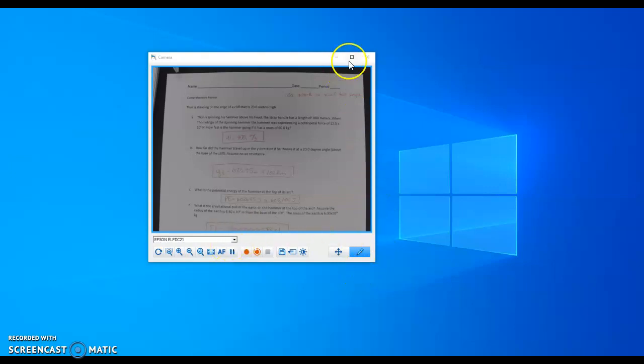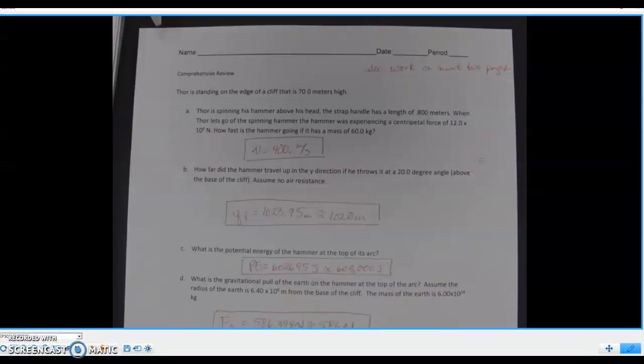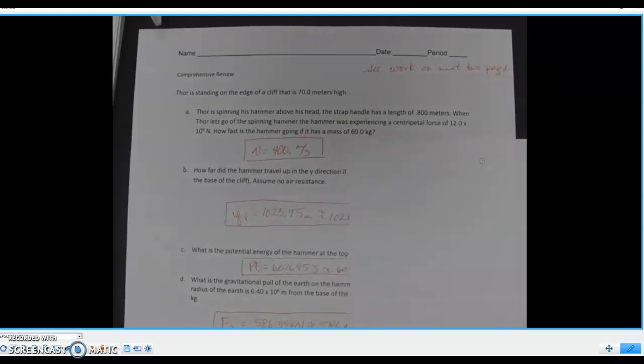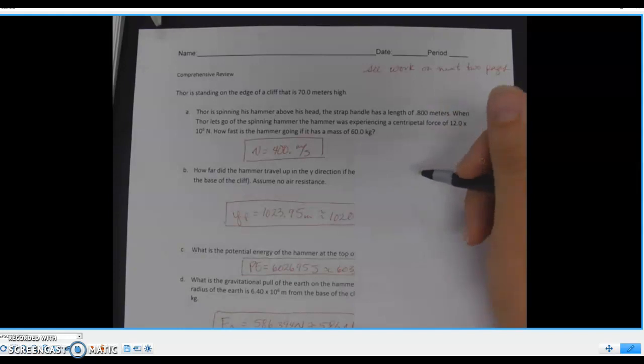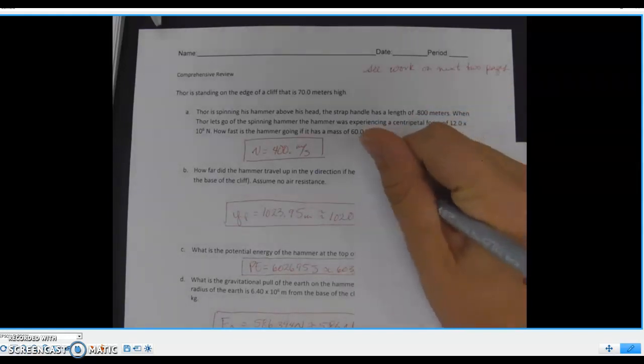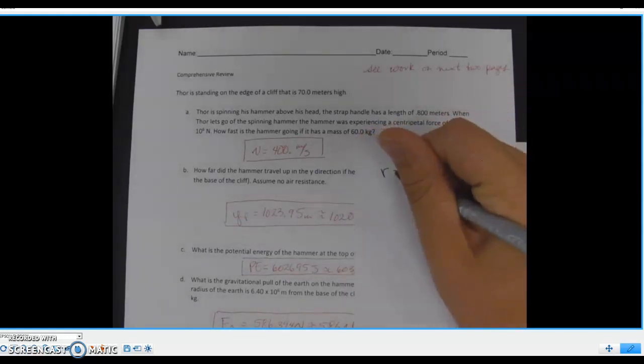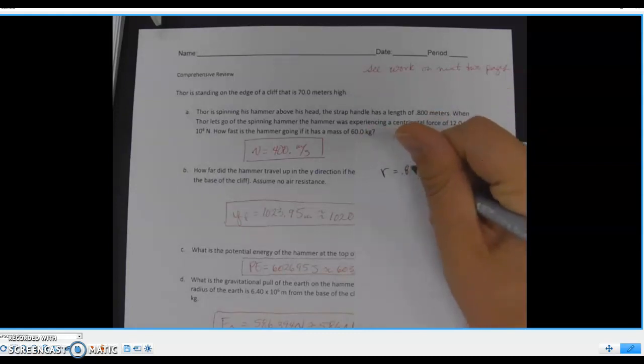Okay, let's talk through the Thor's hammer problem. First, we need to recognize Thor is standing on the edge of a cliff that is 70 meters high. Thor is spinning the hammer above his head. The strap handle has a length of 0.8 meters. Okay, so I'm going to record that. I'm going to say that the length, which I'm going to represent as R, is 0.8 meters.